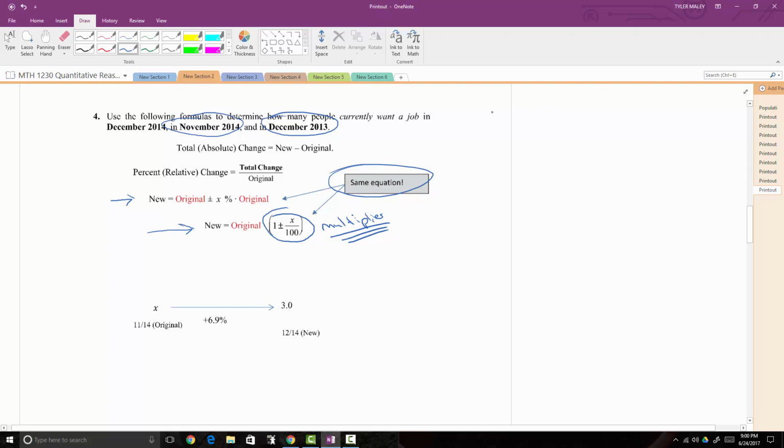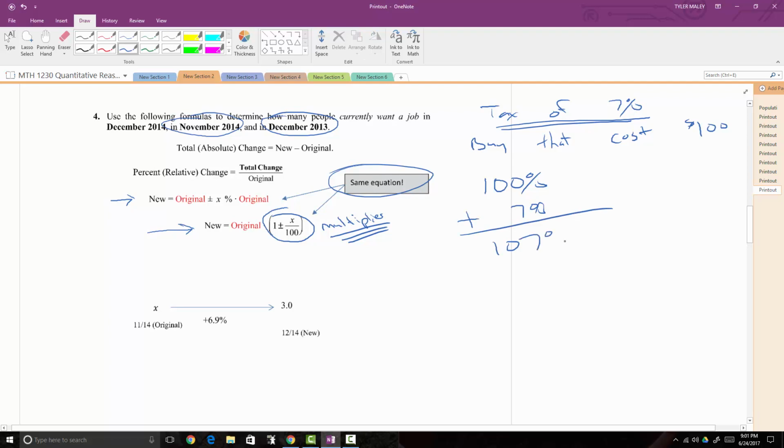So for example, let's say we had a tax of 7% and you wanted to buy something that cost, let's just say $100, something easy. When you buy something that has a tax, that's a percent increase, right? So originally we would pay 100% of the price, the $100, but then I need to add in 7%, which is the tax. So I end up paying 107%. So the multiplier here would be 1.07. If I take 1.07 times 100, this is the total amount I would pay, which is $107. So here's using a multiplier.